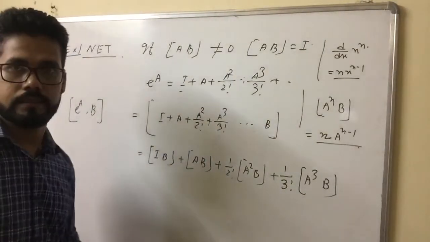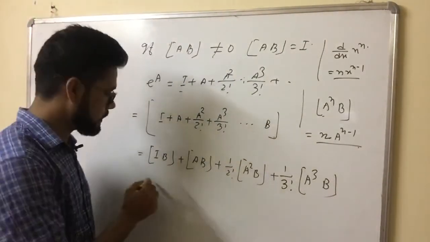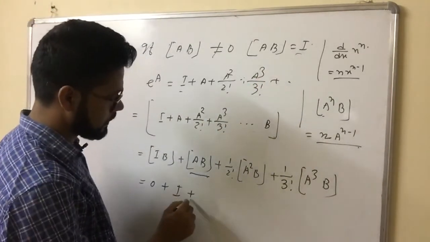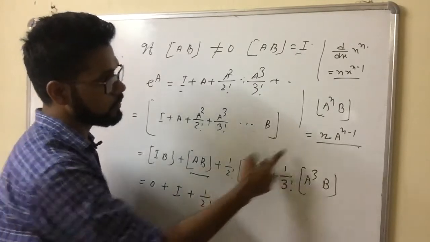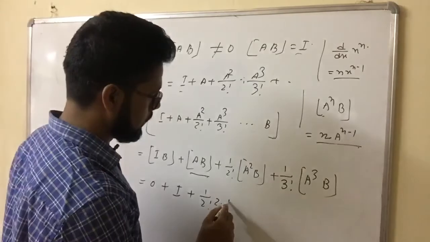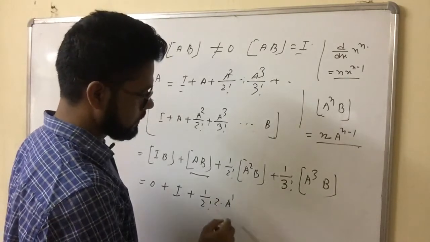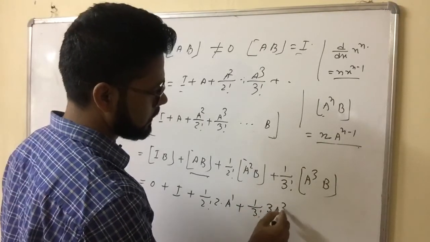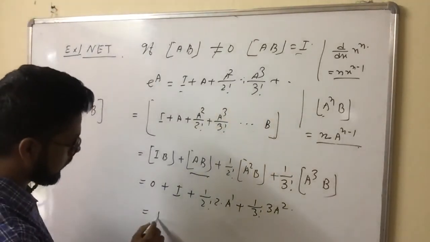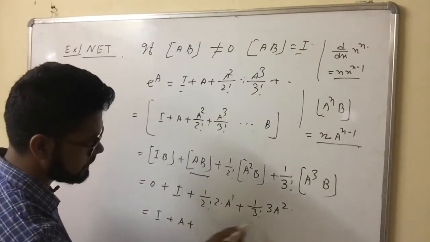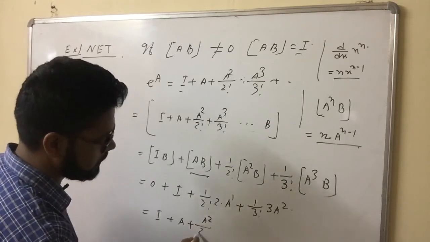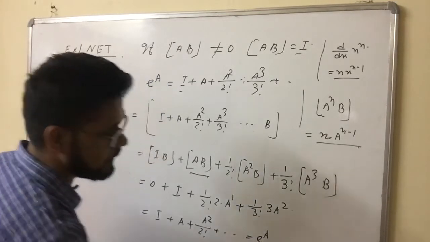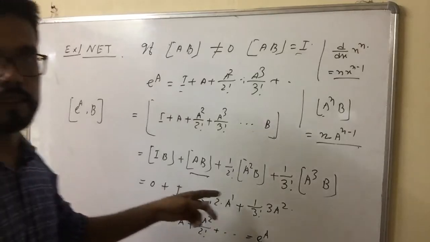So the first term will be what? Because B is a constant operator, the first term is 0. The second term, already given, is I. The third term is 1 by factorial 2 times A square, which gives 2 into A. The next term is 1 by factorial 3, which gives 3 A square. So it will be I plus A plus, the factorial 1 cancels, A square by factorial 2 and so on, equal to e to the power A. Is it clear?